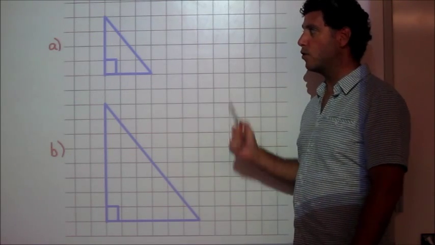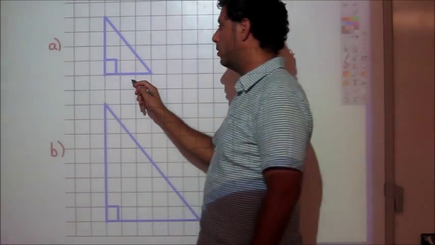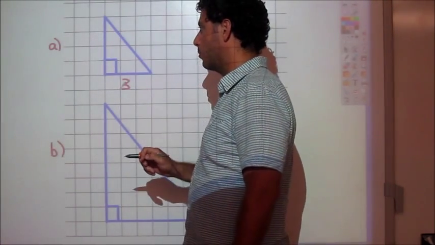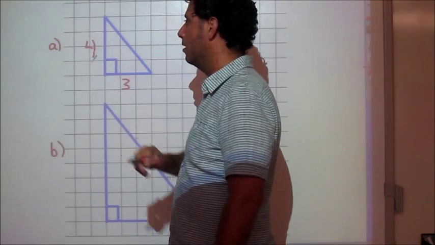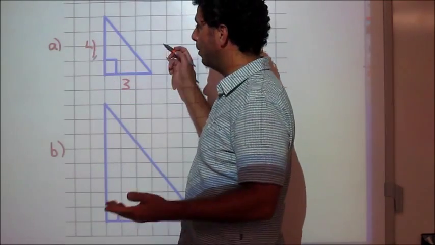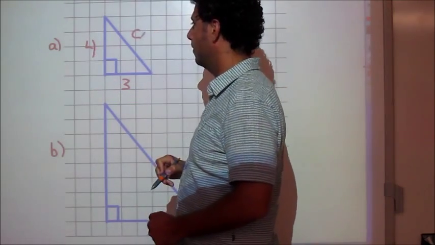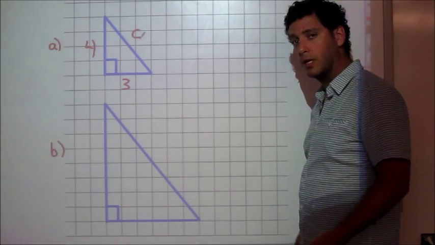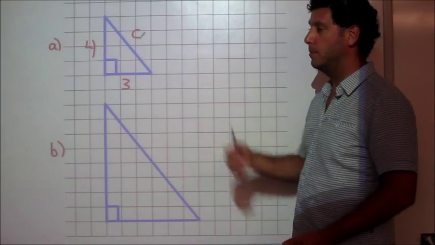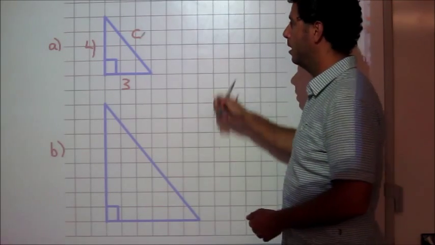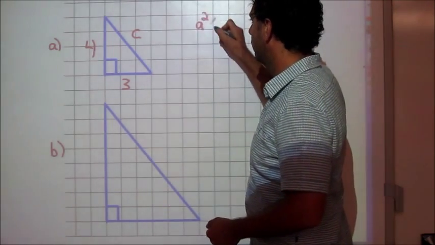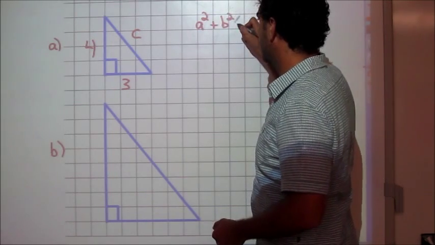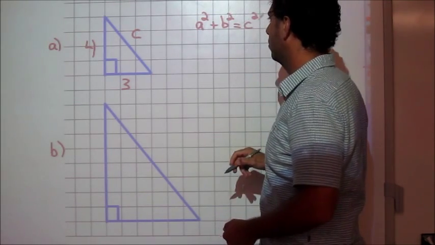Let's say we're given a right triangle, and we know that the length of this leg is 3, and the length of this leg is 4. But we don't know the length of the hypotenuse. We can use the Pythagorean theorem to solve for this missing side length. The Pythagorean theorem states that a squared plus b squared is equal to c squared.